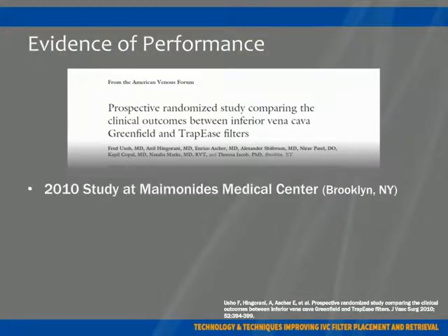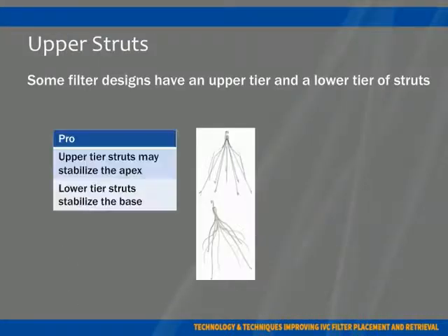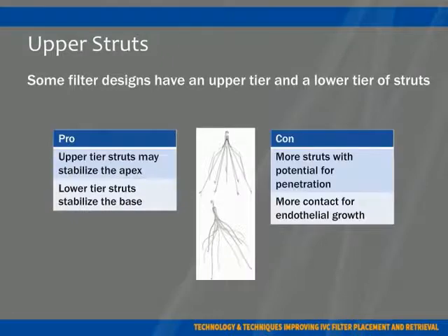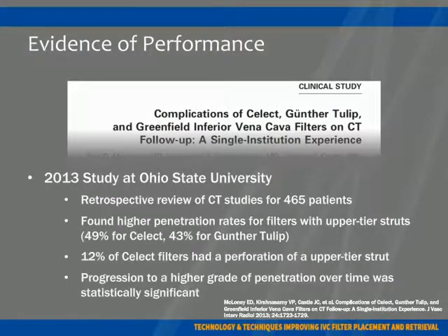This goes back to the trapeze thing, and we know that there's higher thrombosis rates. So we talked about the upper and lower tier struts, which people thought would be a great design, but that filter had lots of penetration, lots of fracture issues, lots of endothelial problems, and lots of tilt problems. So this goes back to the tulip filter we were talking about with this high rate of perforation through the walls.